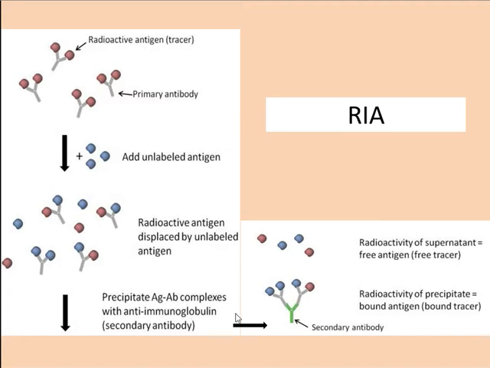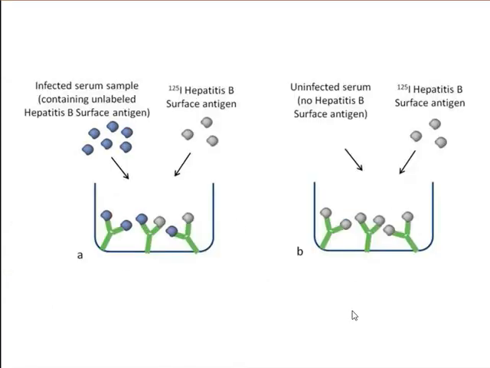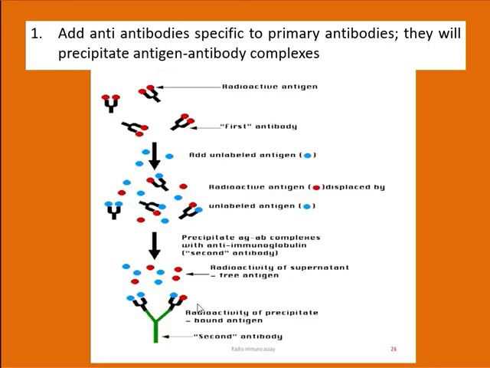Now, coming to how you separate this complex from the free or displaced antigen. There are a few methods by which you can separate these antigens. The first one is to precipitate the antibody. First you added the radioactive antigen to the primary antibody, then you added the unlabeled antigen, the serum antigen of unknown concentration. The serum antigen displaced the labeled antigen from the antigen binding sites of the primary antibodies. Now you want to separate these complexes from the free ones.